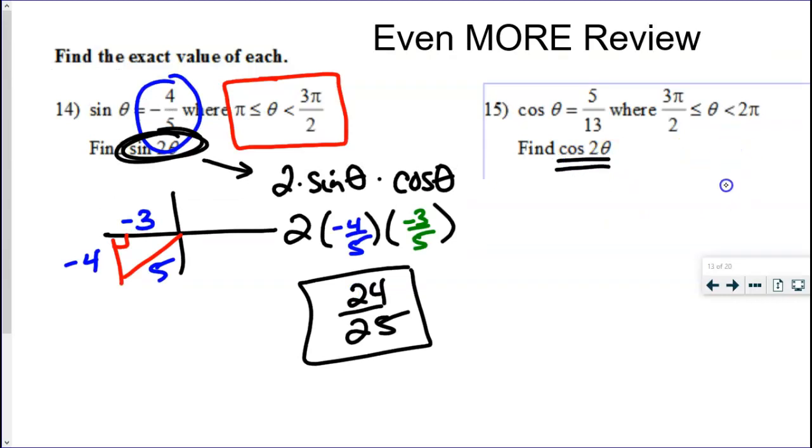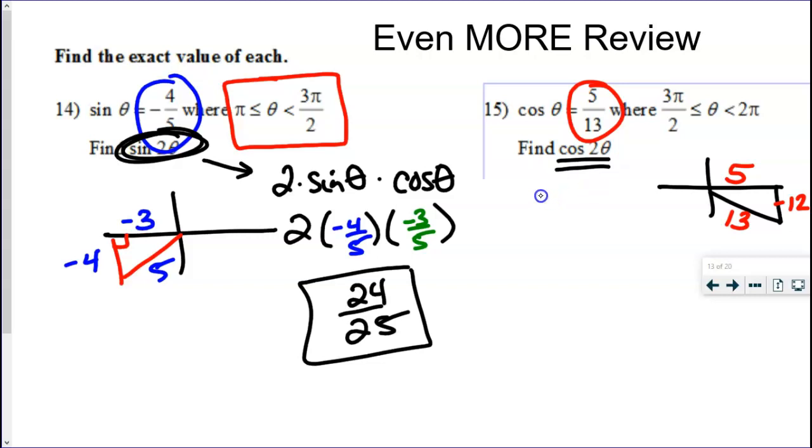Cosine of 2 theta, with the original angle between 3 pi over 2 and 2 pi. Cosine is 5/13, right? So adjacent and hypotenuse, 5/13. This side must be a 12 then, by the Pythagorean theorem, or you can just know it. But because it's moving downward, that's a negative, so watch your sign there.